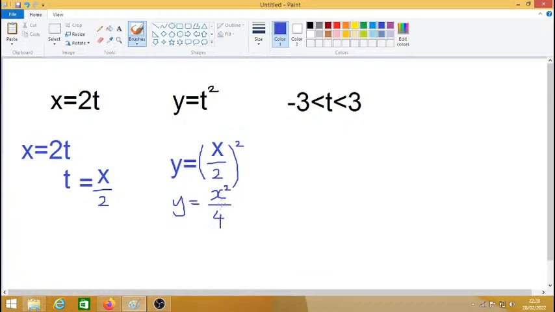Okay, not too hard, just rearranging and then substituting in. We could have done it the other way around. We could have rearranged this one and then substituted it into the first one. Whichever way seems easiest for you, both are correct.